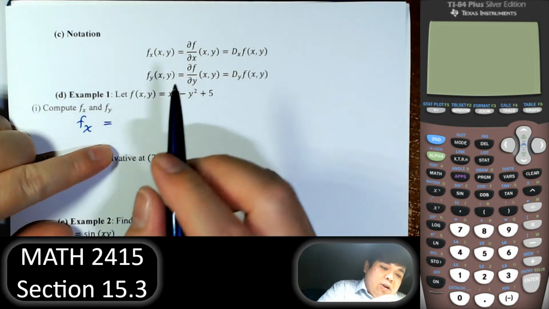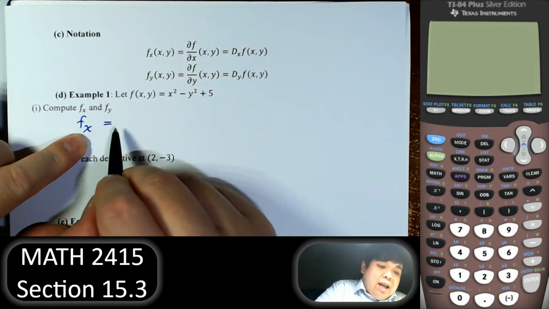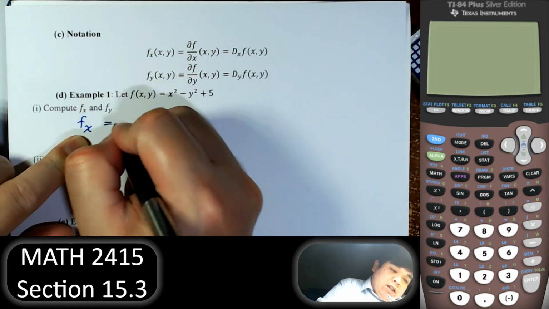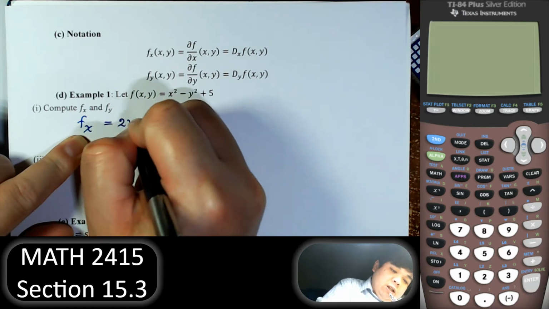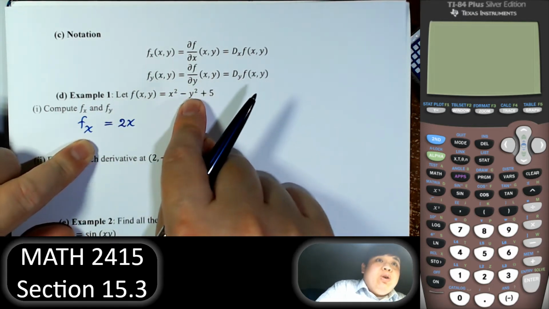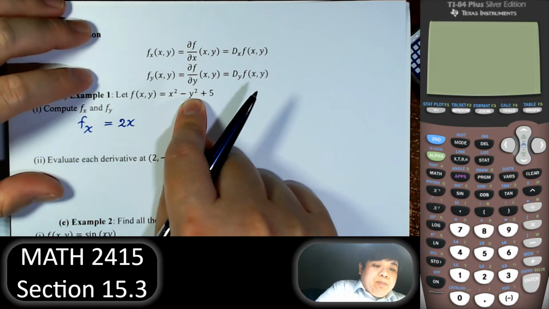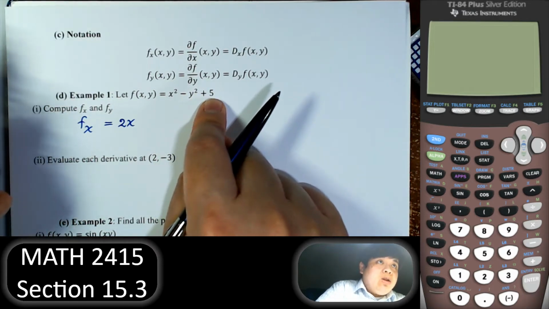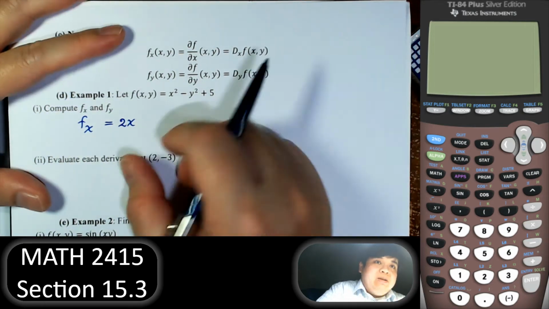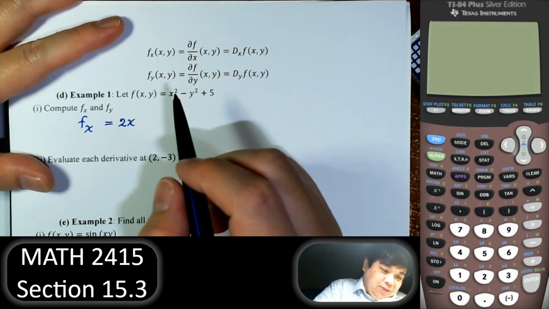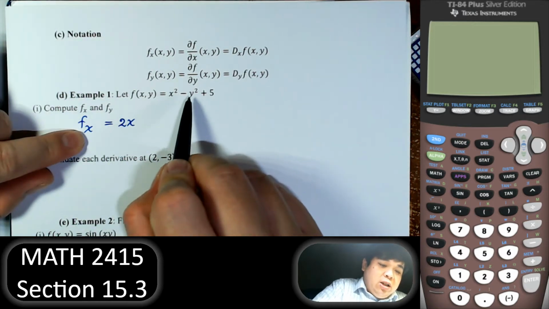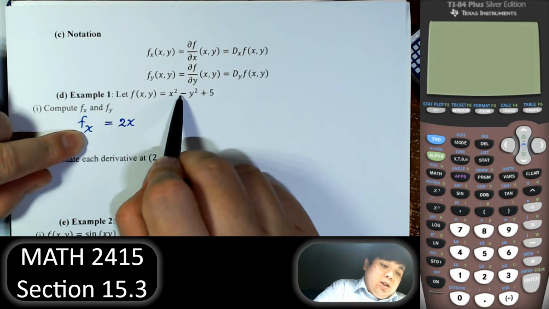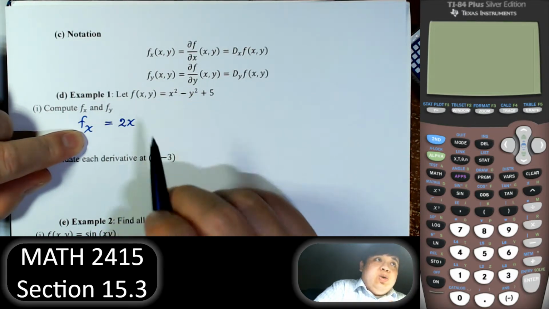Now, if it is with respect to x, that means y is a constant. So the derivative of x squared with respect to x is 2x. The derivative of negative y squared with respect to x: y squared is a constant, 5 is a constant. The derivative of a constant is equal to 0. So that's all we have, right? With respect to x, that one is a constant. That one is always a constant. So the derivative of a constant is equal to 0.